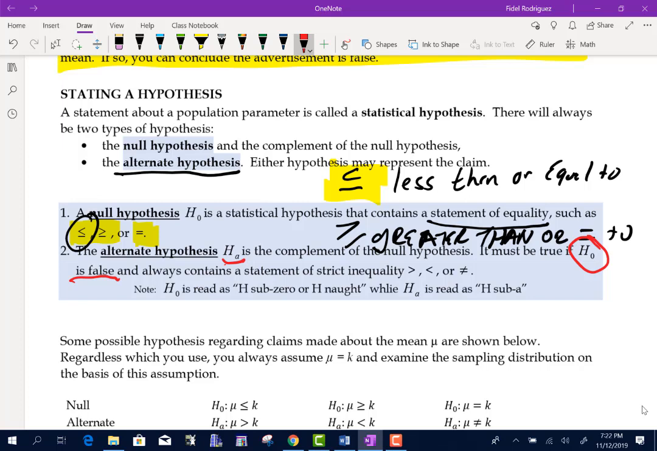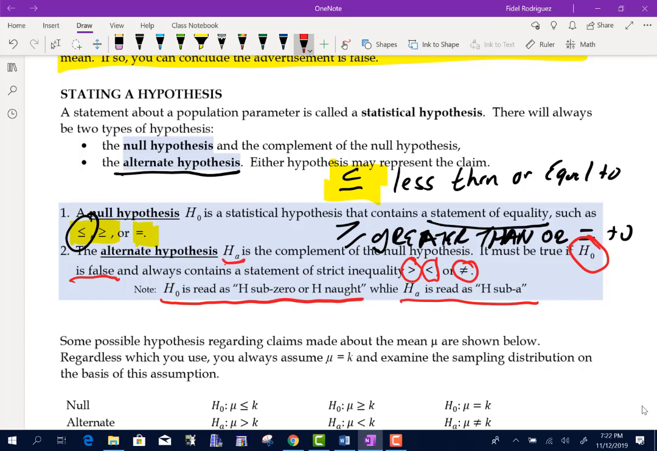And it always contains a statement of strict inequality. So look what this means. Greater than, less than, what does this mean? Not equal to, right? Okay, so it even tells me right here, H0 is read as H sub 0 or H naught. I'm just going to call it H0. And HA, it says, is read as H sub A, sub because it's down there, right? I'm just going to call it H0 and HA, okay?